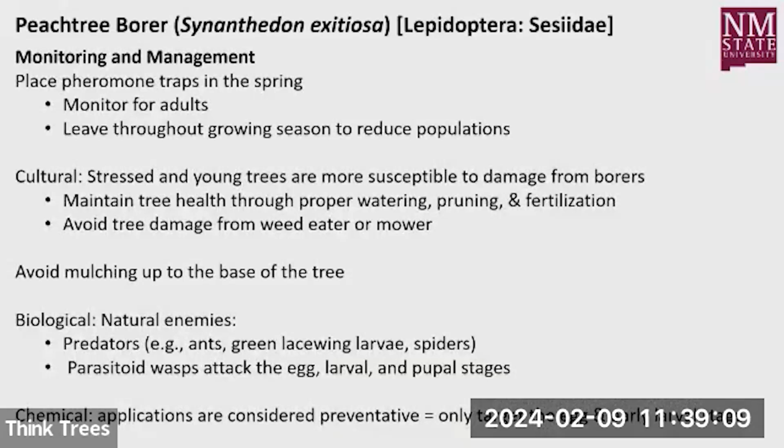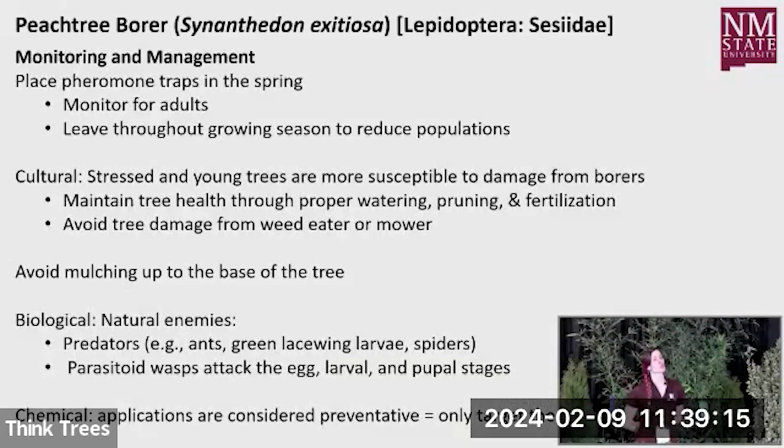So what can you do? There are pheromone traps available for them, and they are placed in the spring to monitor for those adults, okay? And they're left throughout the growing season to help reduce population. So thankfully, for these ones, it's the monitoring and a little bit of mechanical control. Again, keep your trees healthy and happy. They go after stressed trees. Avoid mulching too much up at the base of the tree.